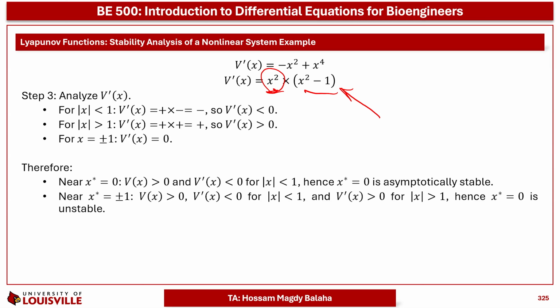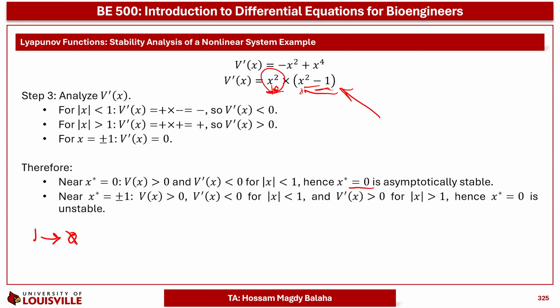Next, we need to analyze v bar of x. We have the points 0, 1, and negative 1. So at 0, this result will be 0, this result will be 0, and this result would be -1. So at 0, the result is negative, and v of x is above 0. So simply, we can say near 0, it's asymptotically stable. Now let's go to 1 and -1. If we substitute a value of 1, here it will be 1. 1 minus 1 here will be 0. So at 1, the result will be 0.